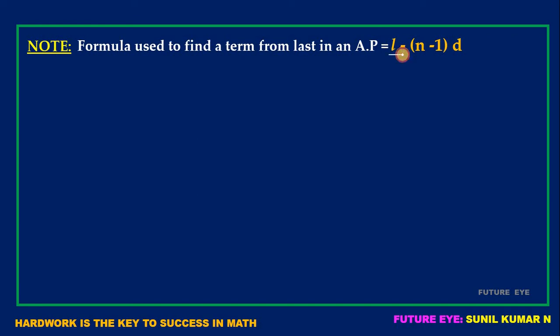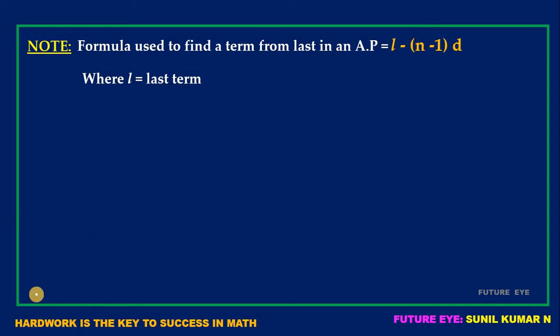So here l means the last term, children. The remaining terms you will already know. So n means number of terms and d means common difference. So we have two formulas, children. One is the main formula, that is an is equal to a plus n minus 1 into d, and another one is this formula, that is l minus n minus 1 into d.